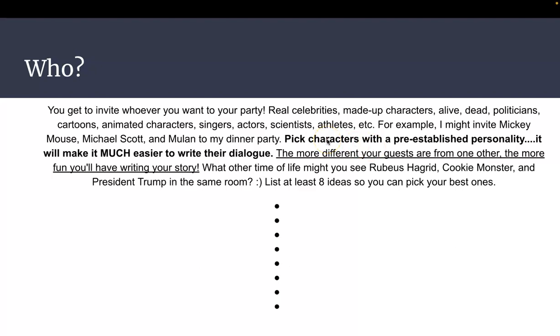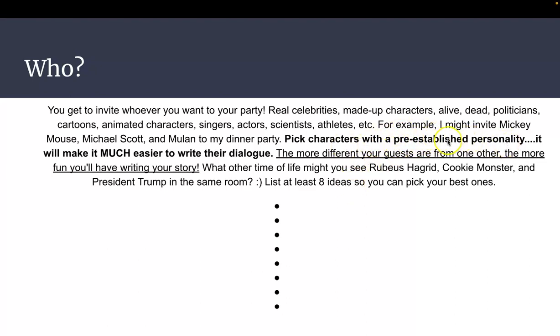But this is a big one. You want to pick a character who has a pre-established personality. It makes writing their dialogue, or what they're saying, so much easier. Because think about it like this. All of us grew up on Sesame Street, right? So if I was going to write one of my characters as Elmo, and I was trying to make his dialogue believable, that's so much easier. Everybody knows how Elmo speaks, right? And how he talks. So if they have a strong personality, even better.